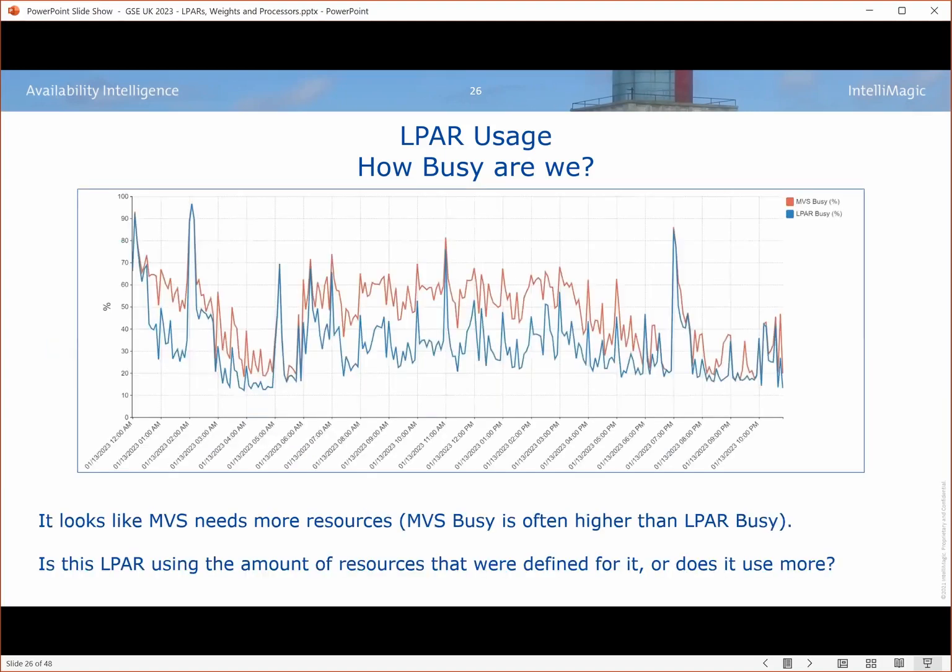What we can do is then look at the MVS busy and the LPAR busy together in a chart. MVS busy is the red line, LPAR busy, i.e. the resources, is the blue line. So yes, MVS busy is often higher than LPAR busy. I'd like to look at this LPAR closer and potentially make changes. My question is, I have defined resources, I've defined a weight, which works out to be how many processors and what capacity. How are we using that relative to our definition?